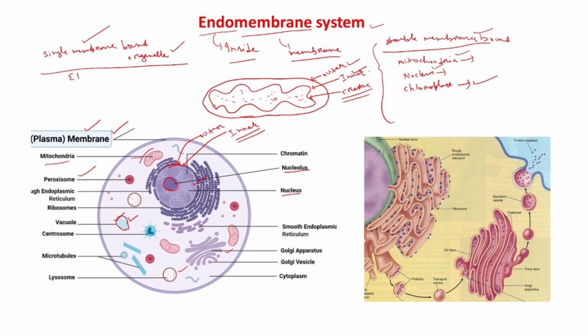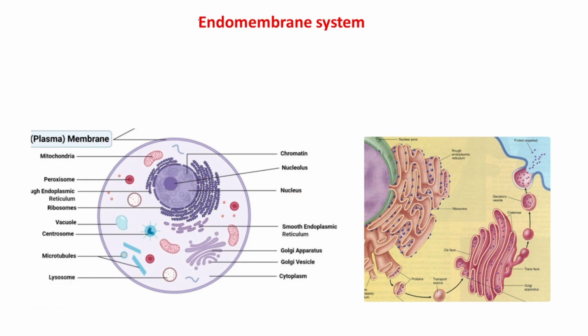For example, the ER or endoplasmic reticulum, the Golgi body, lysosome, vacuole, and all other organelles except the mitochondria, nucleus, and chloroplast are single membrane bound organelles. So now come to what the endomembrane system is. Endo means inside, and membrane means the membrane. That means a system present inside the membrane is called the endomembrane system.